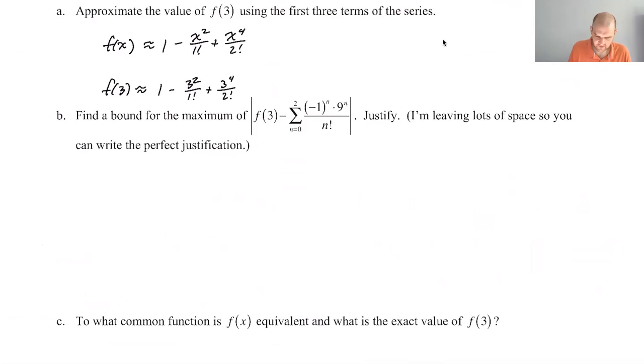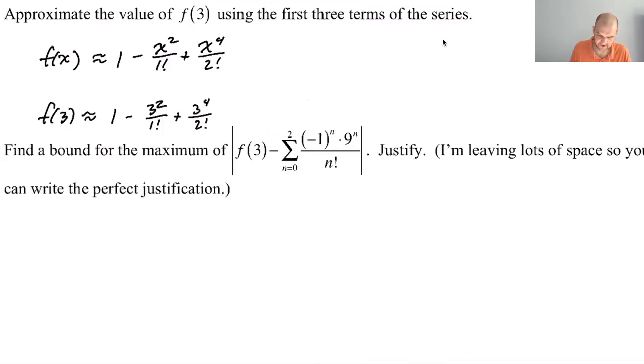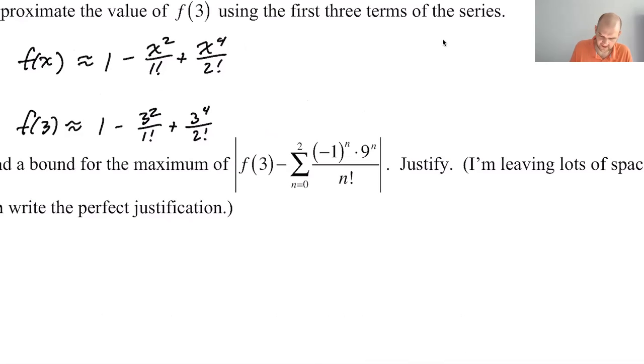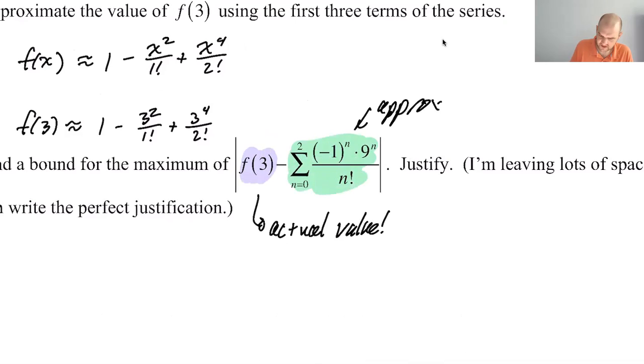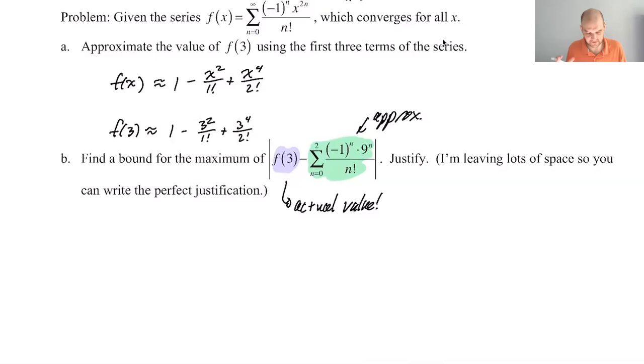Find a bound for the maximum of... Now this thing looks insane. f of 3, the true value, right? f of 3 is the actual value. Let me highlight that. This is the actual value, that's an arrow. And then this thing is our approximation. So we're finding the difference between our approximation and the true value. What is that? That's the actual error, right? So if the true value is 5 and our approximation was 4.5, the actual error would be 0.5. We're off. All we can do is find an approximation for it.